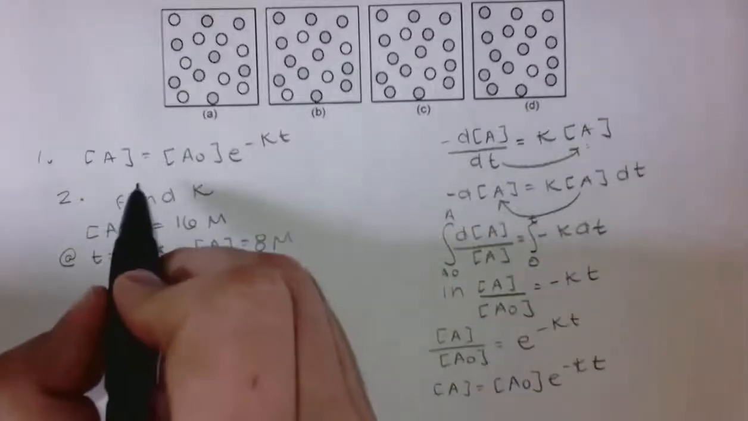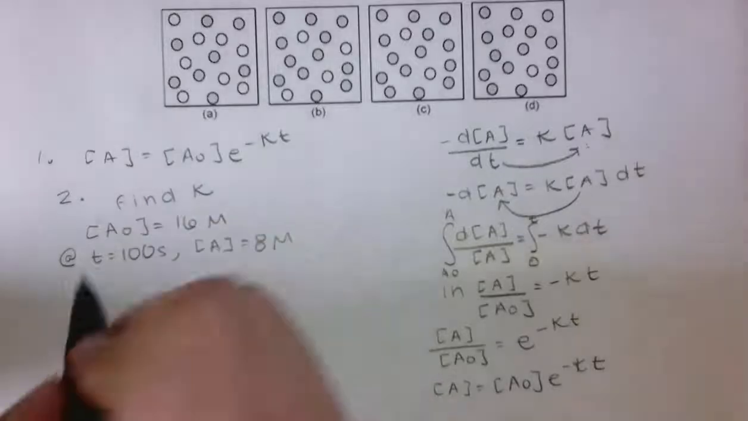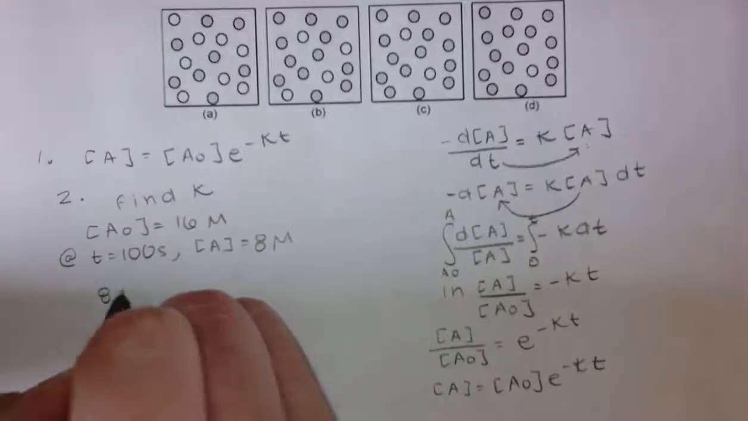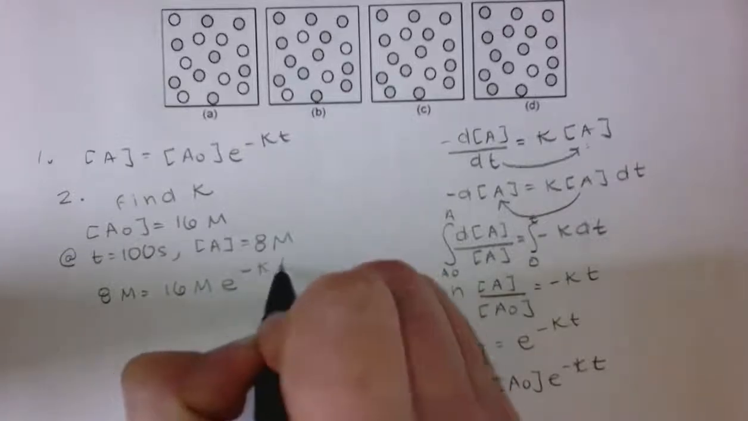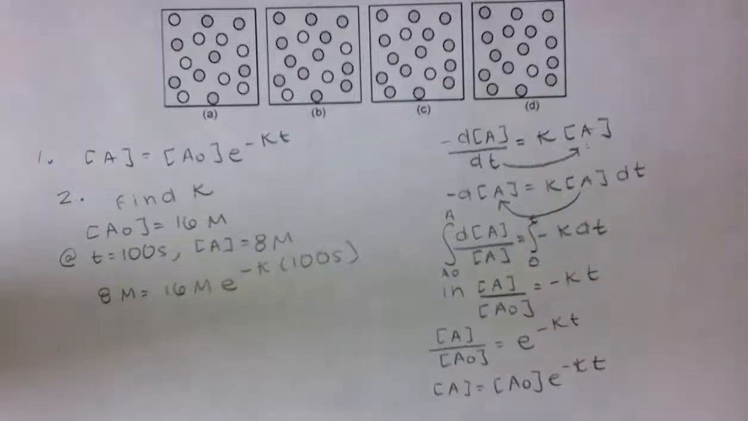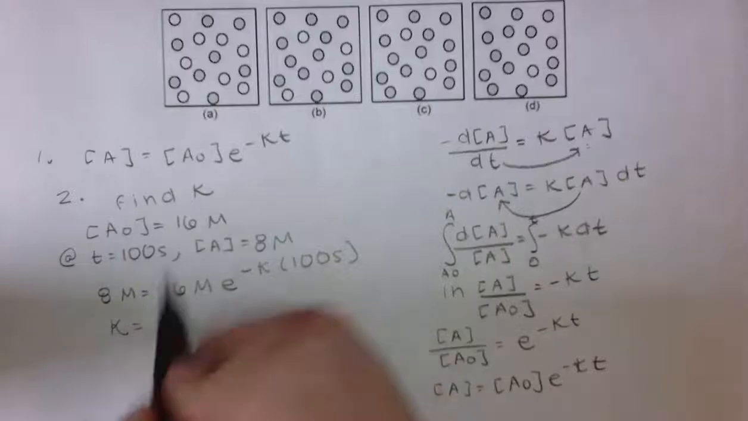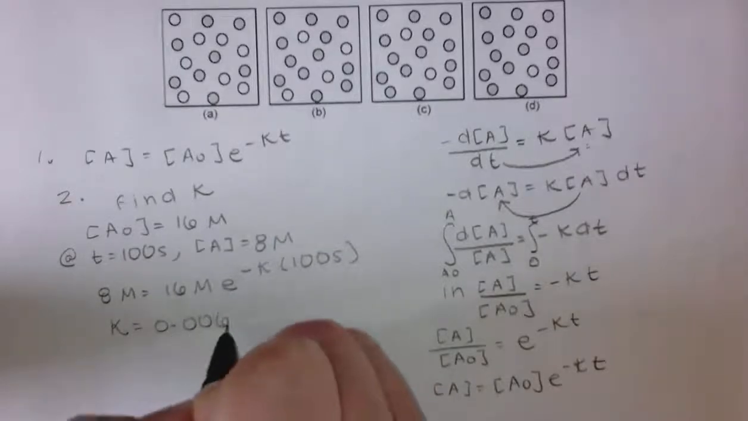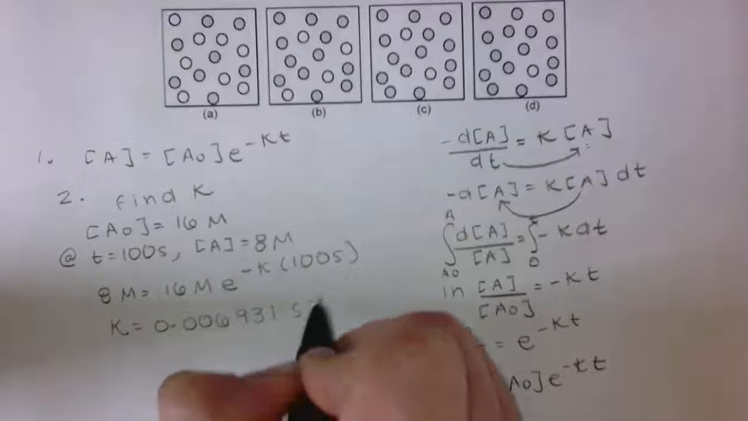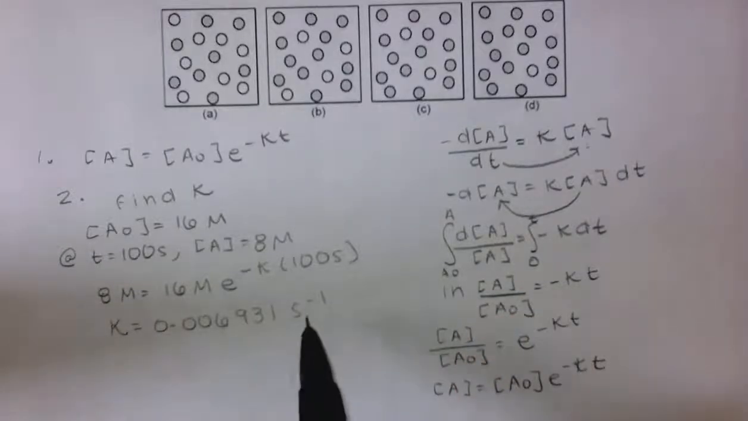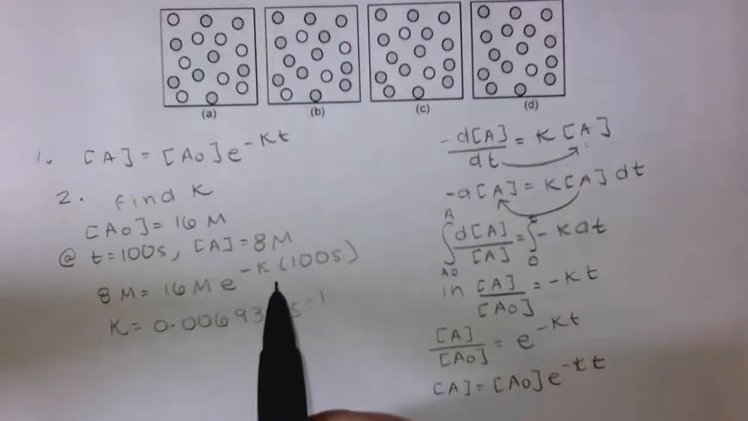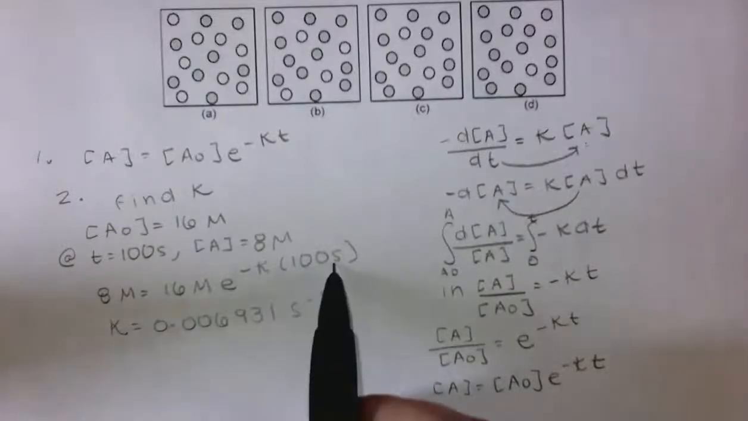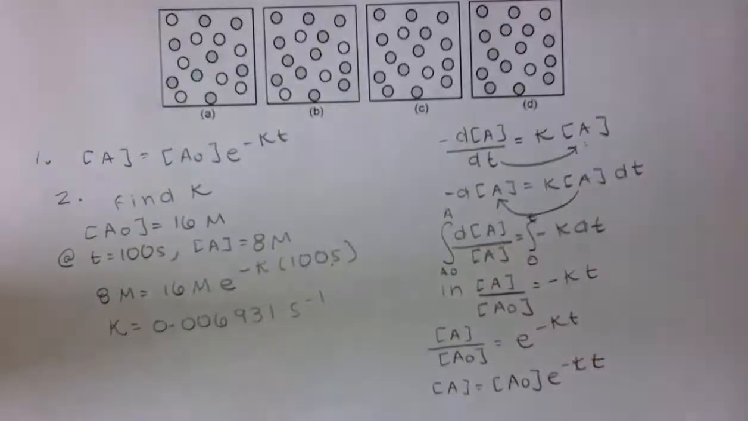So I can plug into this equation to get that 8 molar equals 16 molar times e to the negative kt, which is 100 seconds. So from that equation, I found that k equals 0.006931 inverse seconds. And you can find the units by knowing that negative kt right here is going to be dimensionless, and we are multiplying by seconds, so k needs to be in inverse seconds.